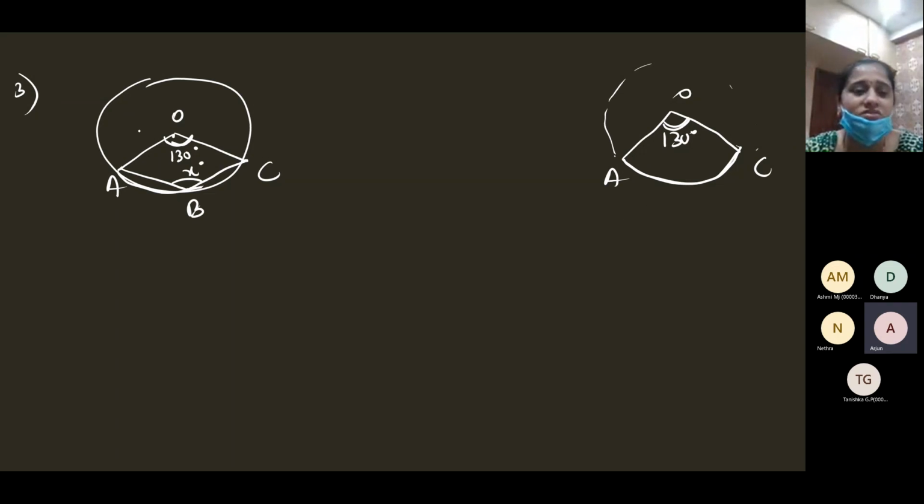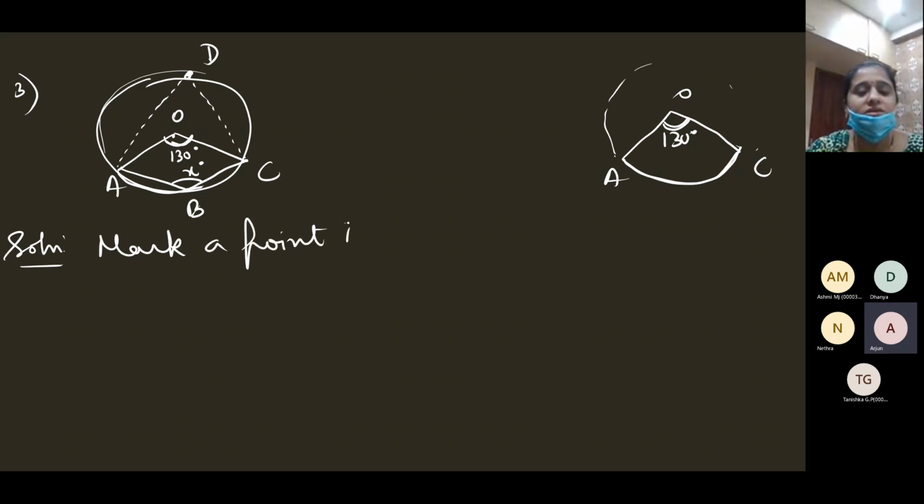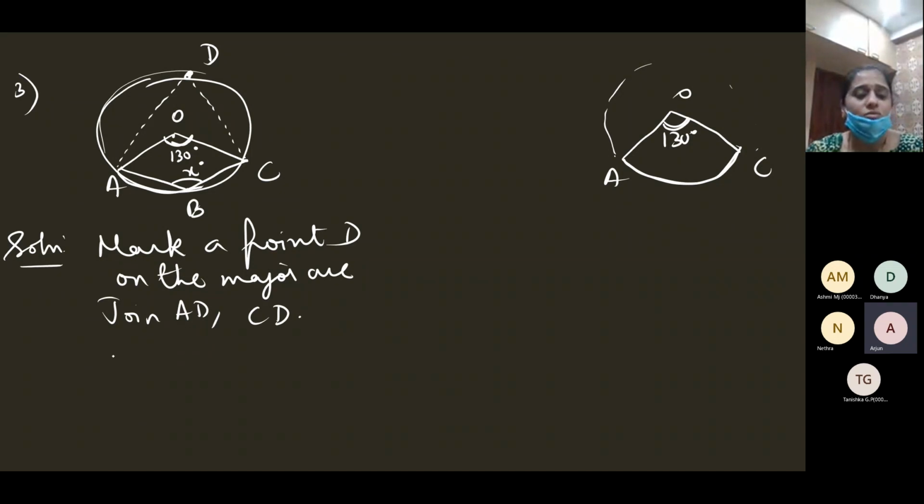Take a point on the remaining part of the circle. This is the remaining part of the circle. Take any point, anywhere. Supposing you call this D, join A to D and C to D. Mark a point D on the major arc. Join AD and CD.